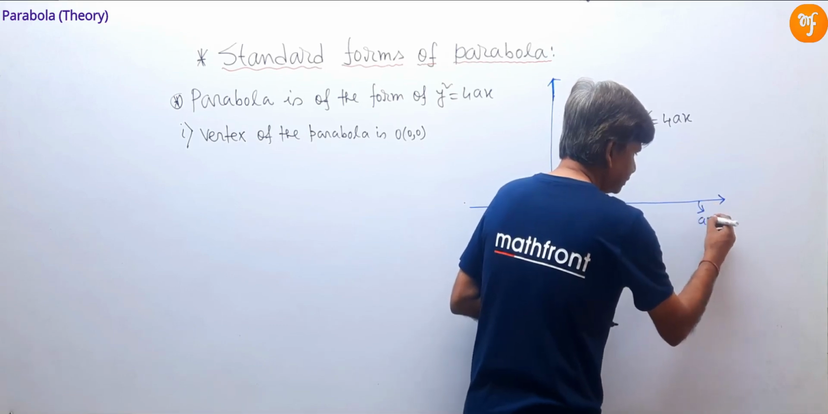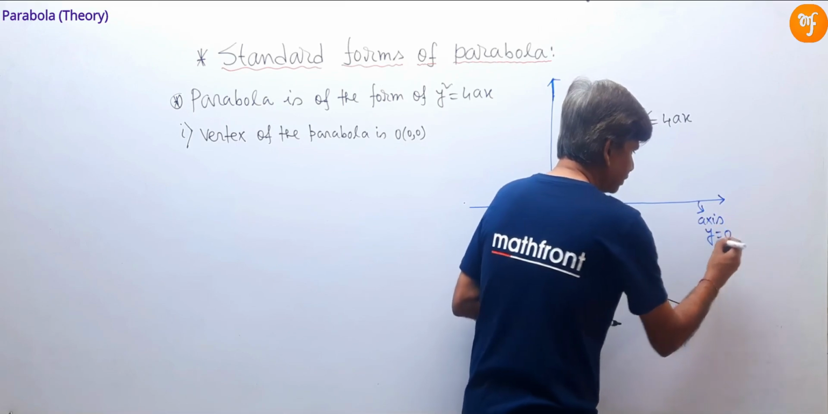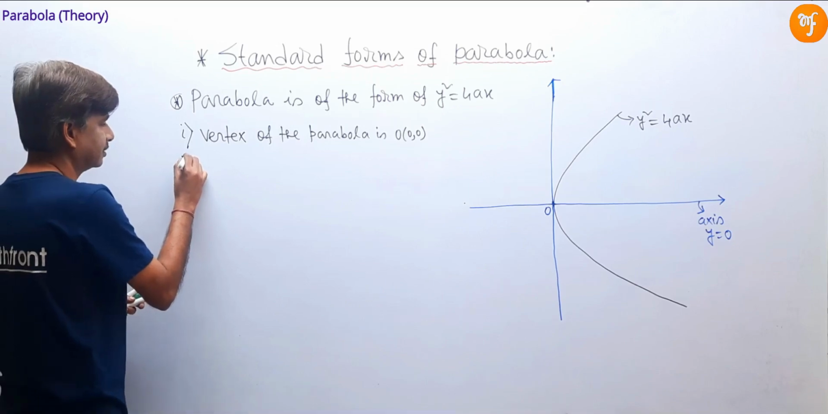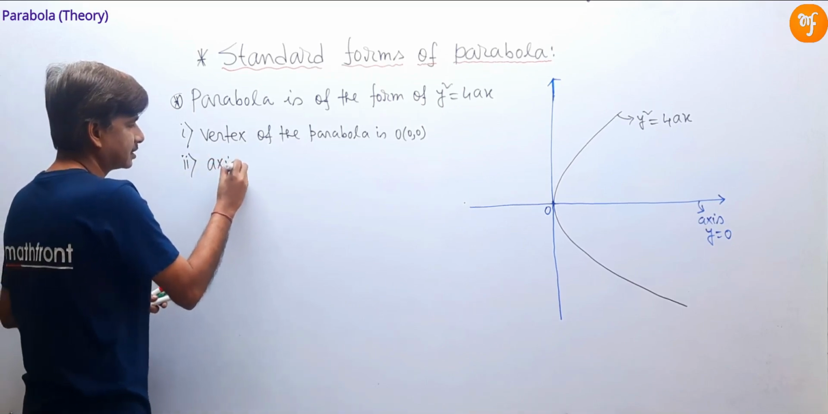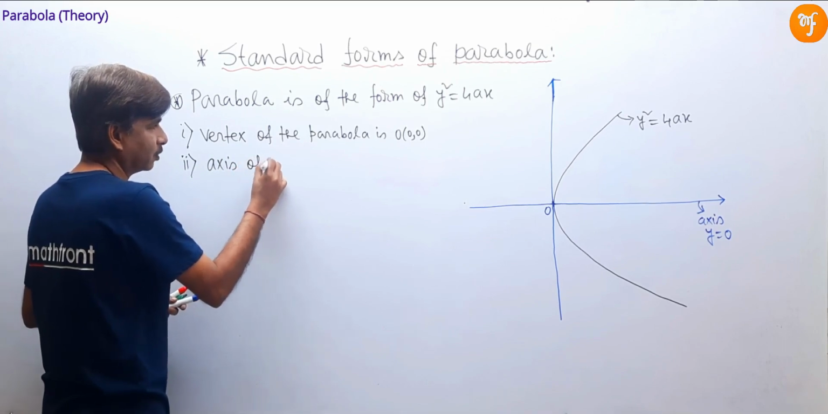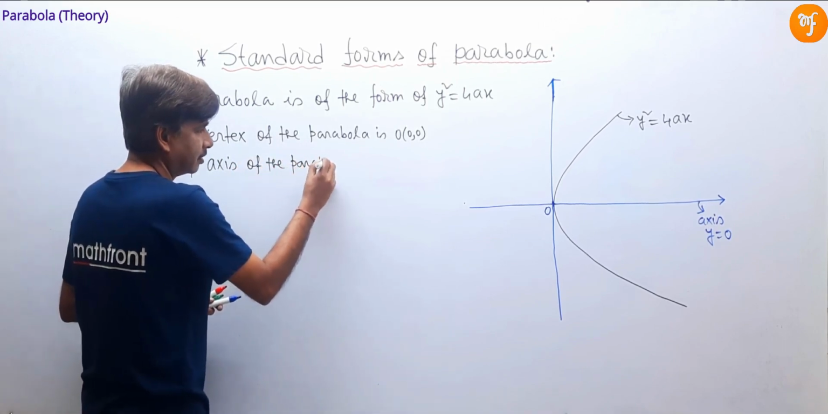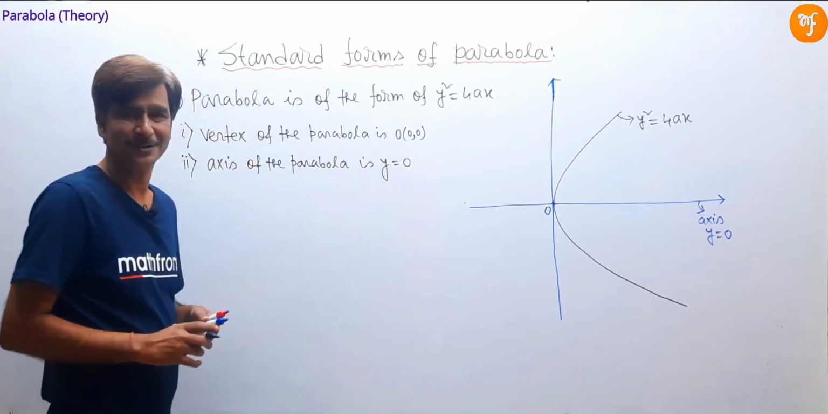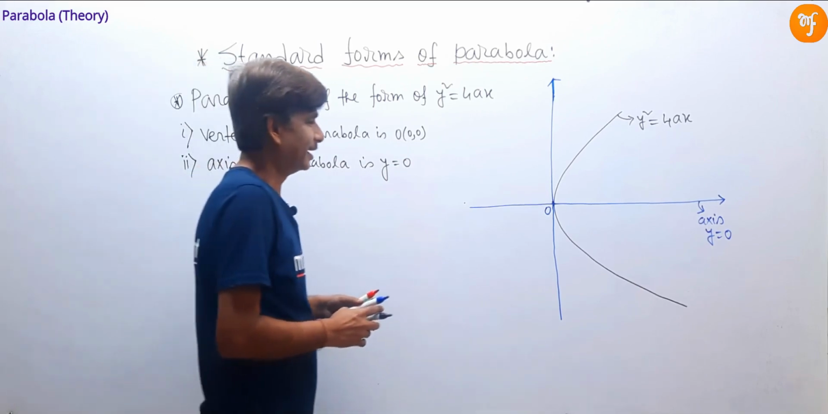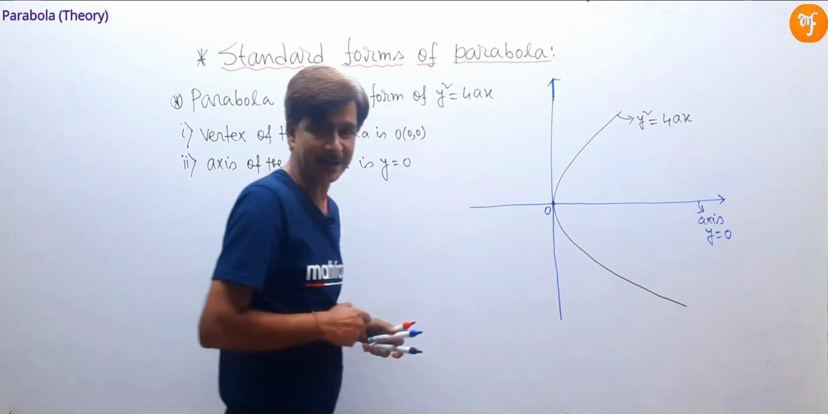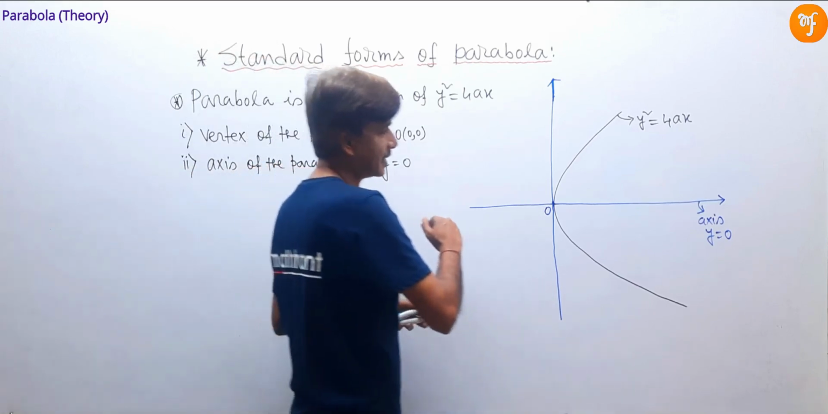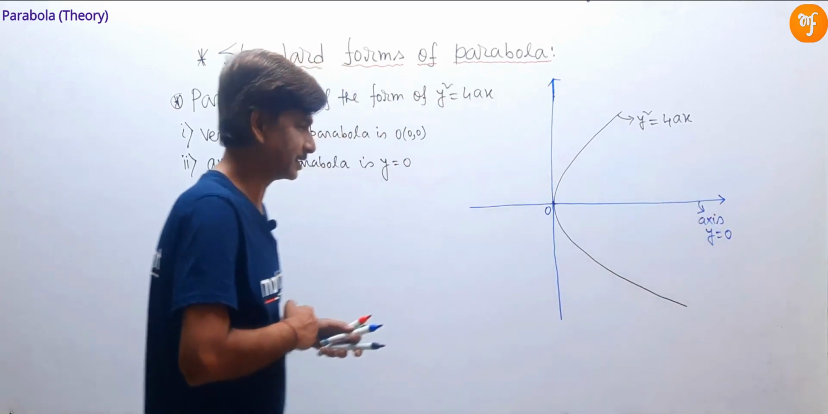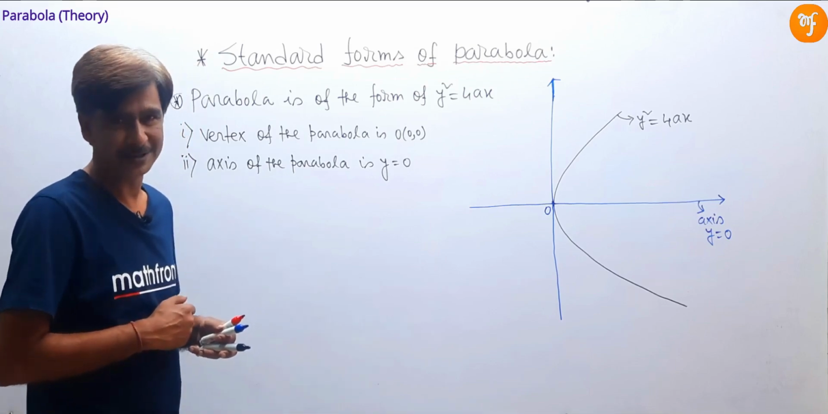Okay, whose equation is nothing but y is equal to 0. So you just write, axis of the parabola is y is equal to 0. Got it? Clear? Now where the vertex is at origin and axis is the positive direction of x-axis, the equation of axis is obviously y is equal to 0.